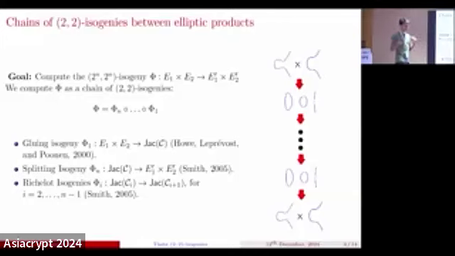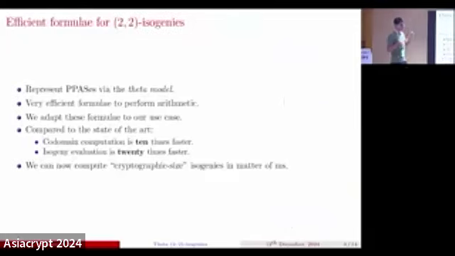For these isogenies, there were already formulae to compute them, and these formulae were based on the so-called Richelieu correspondences. The Richelieu correspondences are an old result by Richelieu, but for a more modern treatment of these isogenies, you can look at Ben Smith's PhD thesis. Okay, so this was the state of the art before we started to work on this problem.